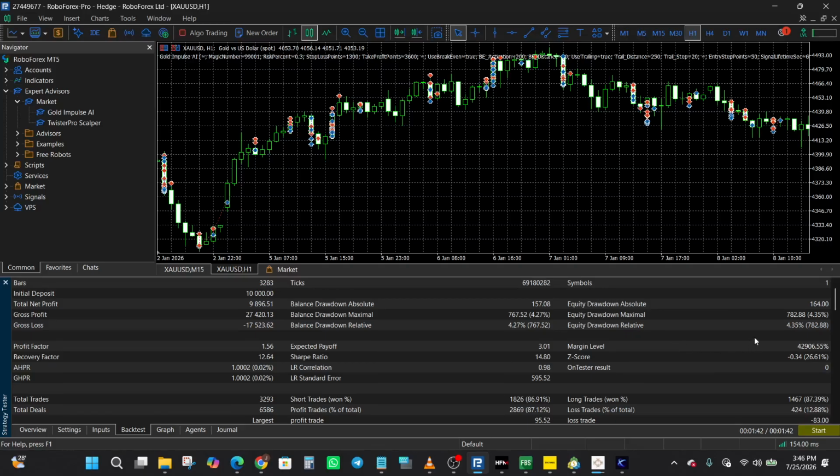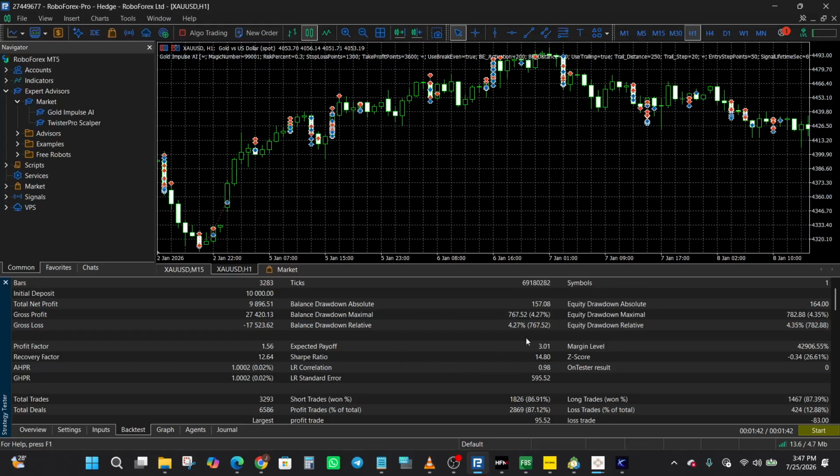Now, from a risk management perspective, drawdown metrics are particularly important. The maximal balance drawdown was $767.52 or 4.27%, while the maximal equity drawdown was $782.88 or 4.35%. A low relative drawdown during a period of significant equity growth contributed to a high recovery factor of 12.64 and a Sharpe ratio of 14.8.